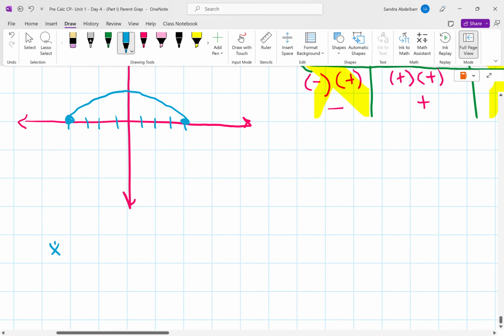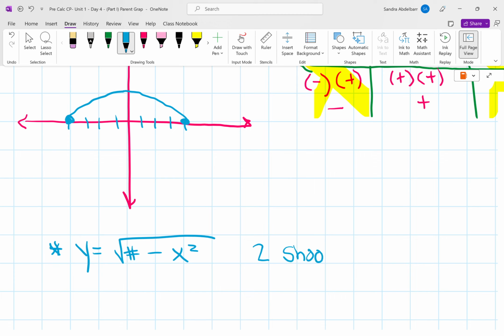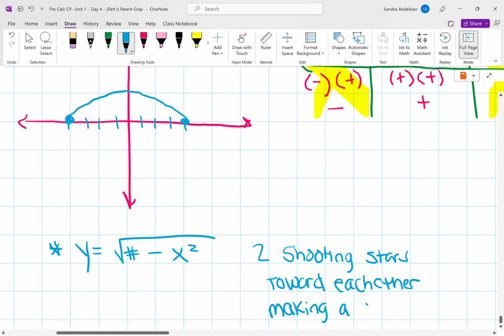All right, so let's put a star here. Our second special case was when we have a number minus x squared. And that's going to be 2 shooting stars toward each other, making a semicircle.